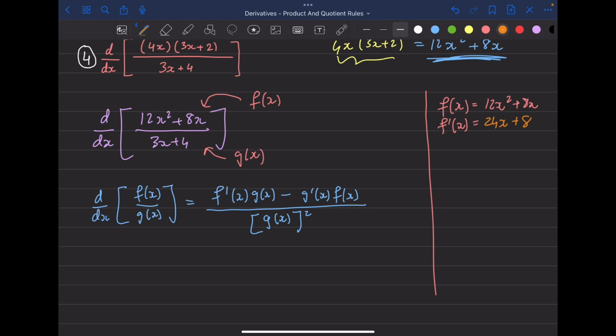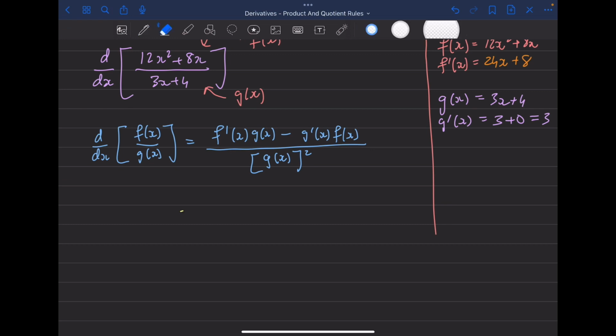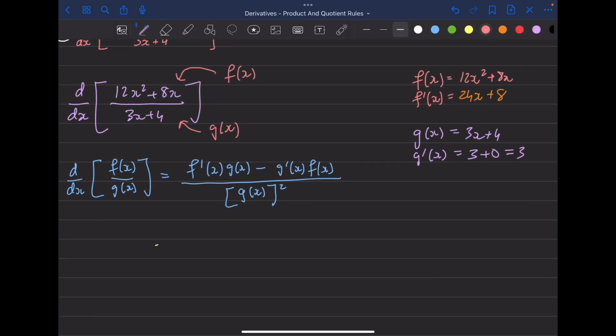And then, let's handle the g's now. So we have g of x as 3x plus 4. So g prime of x is super easy. This would be 3x over here. I mean 3, not 3x. So the derivative of this is 3. And then the derivative of a constant is 0. So plus 0, which is just 3. So we're done that. And now let's actually plug everything in like we did the last question. So I'm going to erase this line again just so that we don't run out of space.